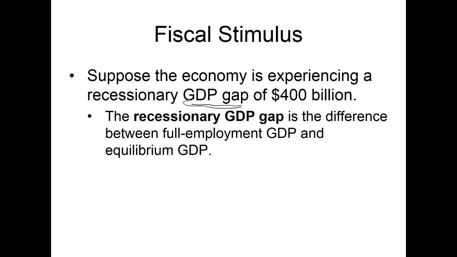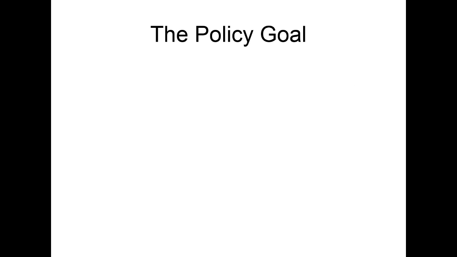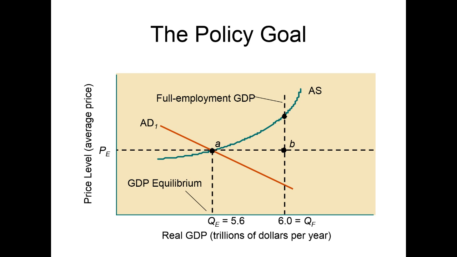And so that's the difference between where we are, the equilibrium level of output, and where we want to be, the full employment level of output. And from a supply and demand point of view, here's your aggregate supply up here. Here's your aggregate demand right here. And you can see QE, that's where we are, $5.6 trillion worth of output. And this is where we want to be, $6 trillion worth of output. That's what we call the GDP gap or recessionary gap. That's the $400 billion gap.